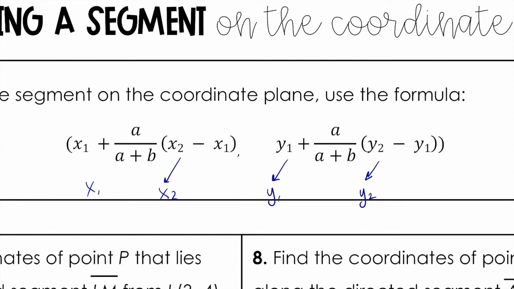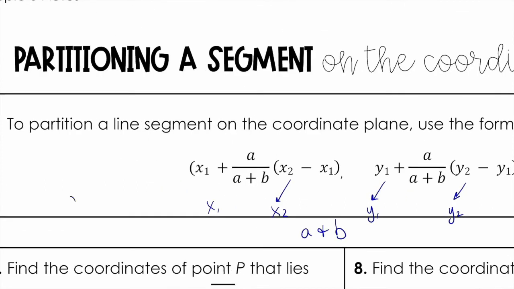Now we've got a couple new friends. And our new friends are A and B. A and B are simply acquired from the ratio. So A to B. The ratio we just used when we were dividing our segments individually by hand, that ratio is what is going to be A and B.